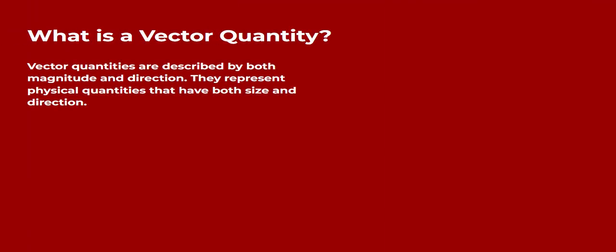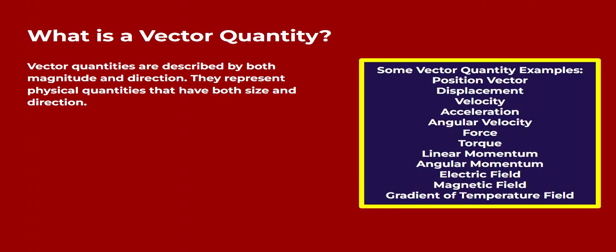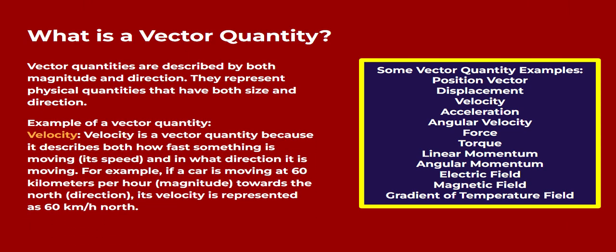Vector quantities are described by both magnitude and direction. They represent physical quantities that have both size and direction. Some examples of vector quantities are position vectors, displacement, velocity, acceleration, and etc. An example we have here is for velocity.